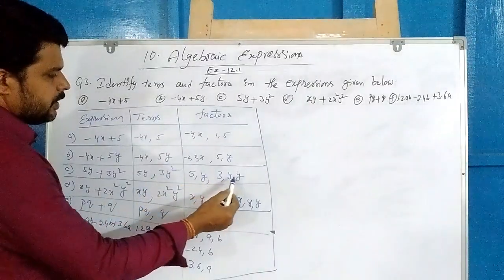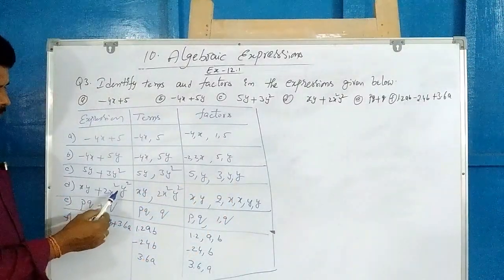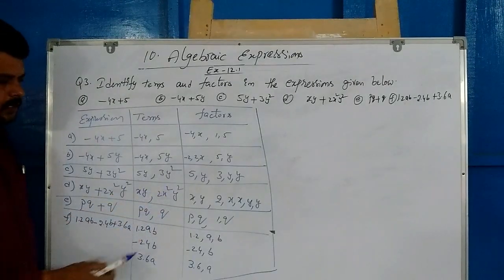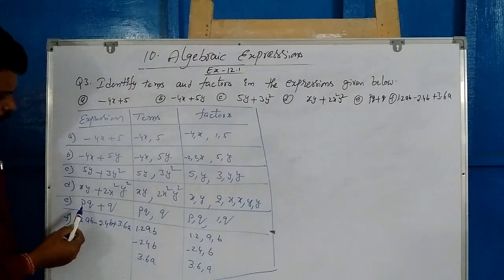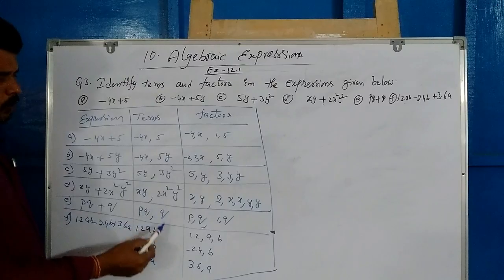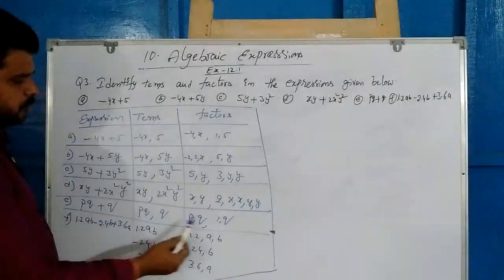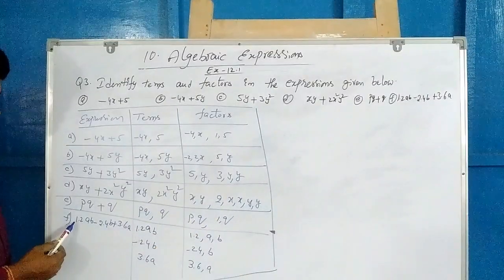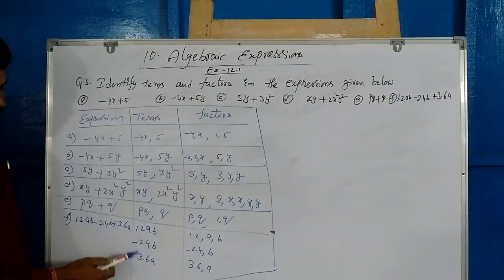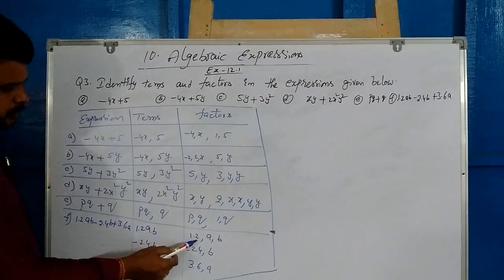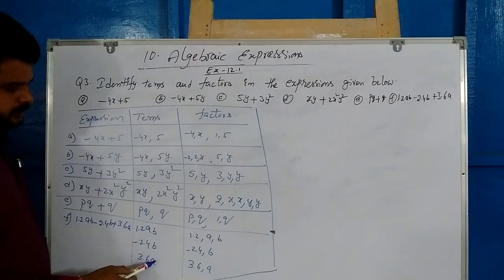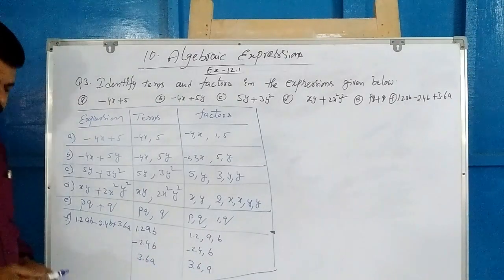3y square factors 3y. So xy plus 2x square y square also having 2 terms, xy and 2x square y square. So these are the factors. pq plus q having also 2 terms, pq and q. pq factors pq, q factors 1 comma q. So last one, 1.2 AB minus 2.4B plus 3.6A, 3 terms. So first term factors 1.2 AB, second term factors minus 2.4 B, 3.6 factors 3.6 comma A.